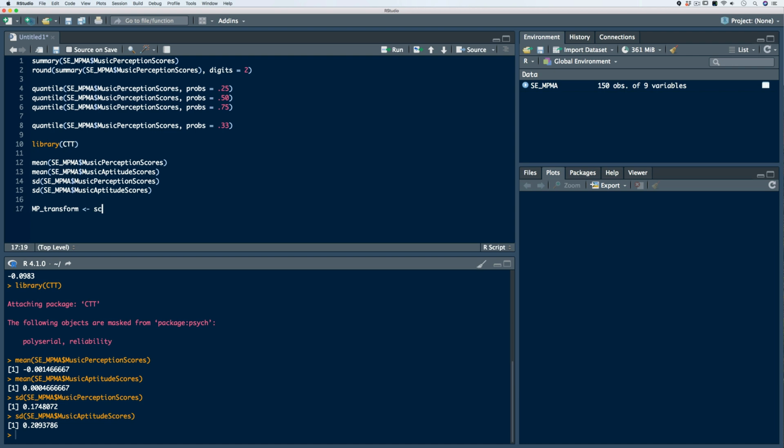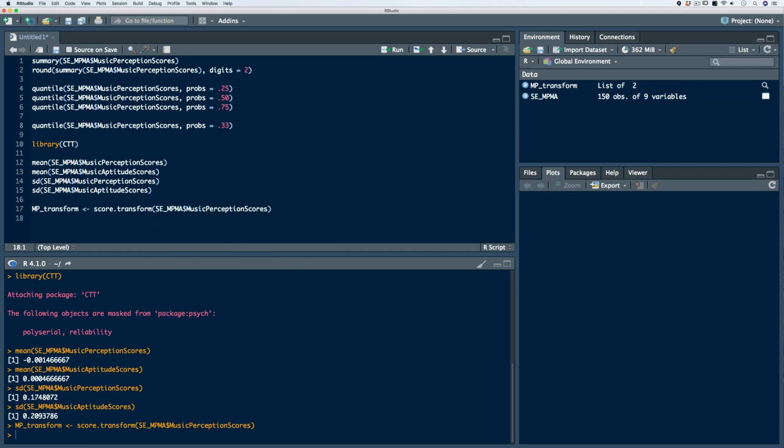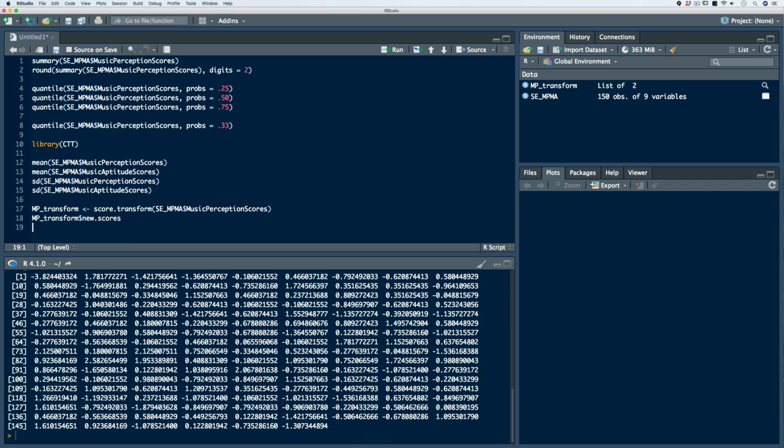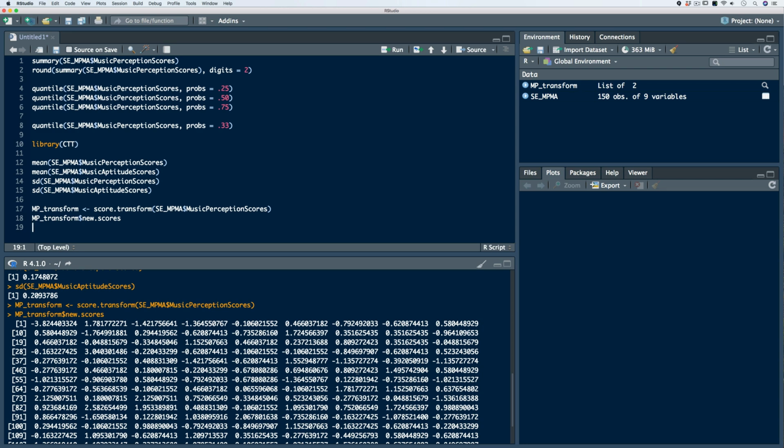And here we're going to use the score.transform function from the CTT package. And then what we'll do is we'll pass in our variable of interest, music perception scores. Now, if we want to take a look at the transformed z-scores, we can call on the new.scores attribute. In other words, we're going to take a look at our object. We'll use the $ notation, and then we'll look at the new.scores attribute. So here you see all of the values within our distribution have been transformed to z-scores.